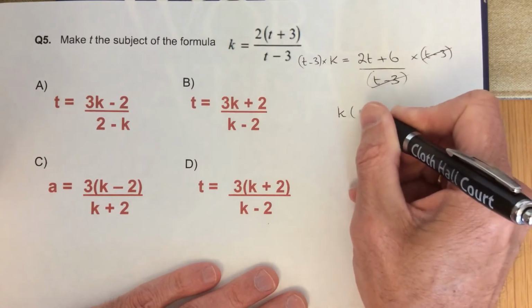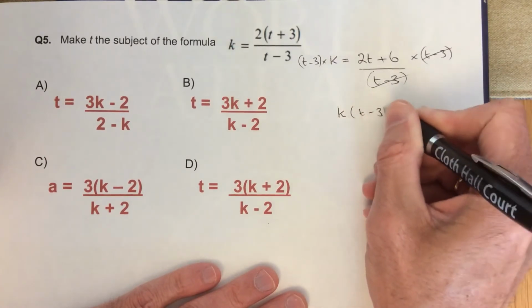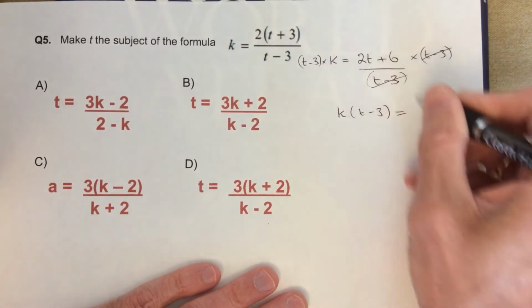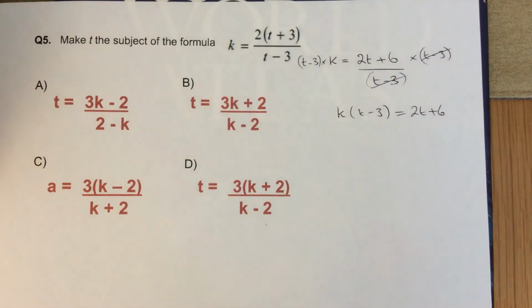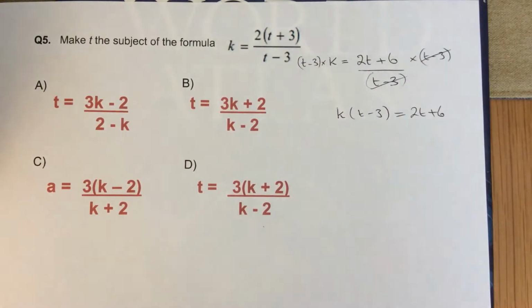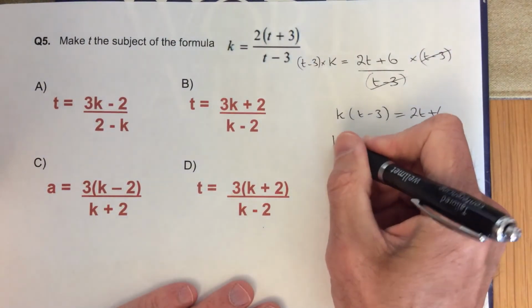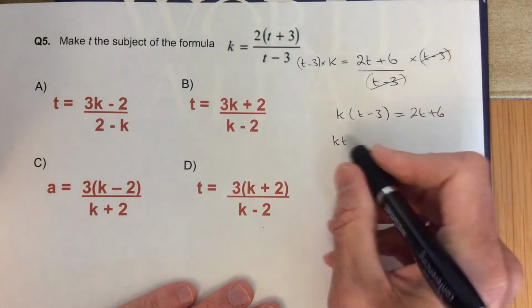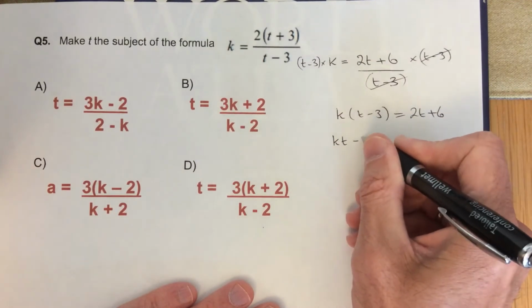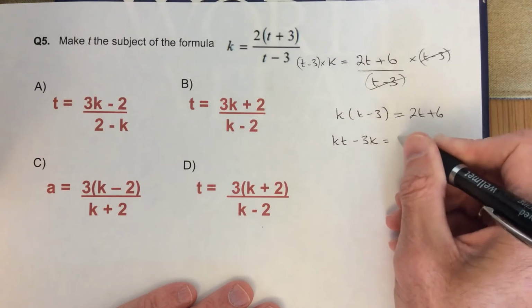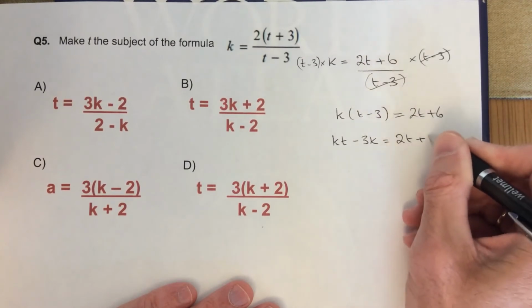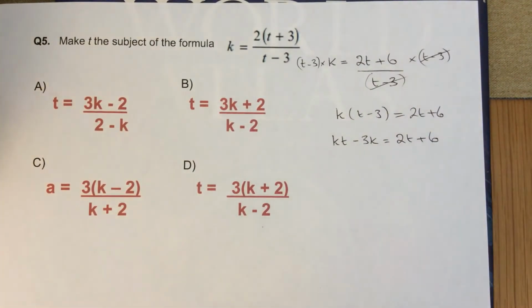So k bracket t minus 3 equals 2t plus 6. Okay, what I'm going to do now is expand this bracket. So k times t, kt, subtract 3k equals 2t plus 6.